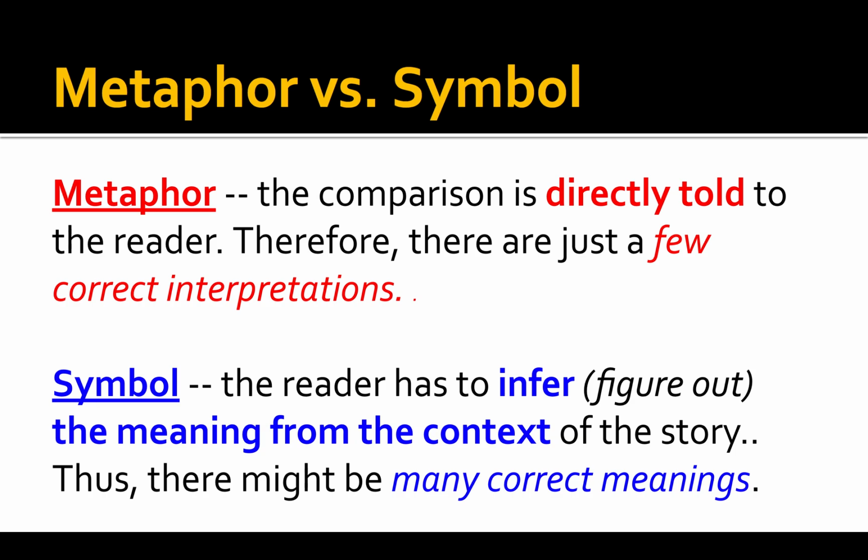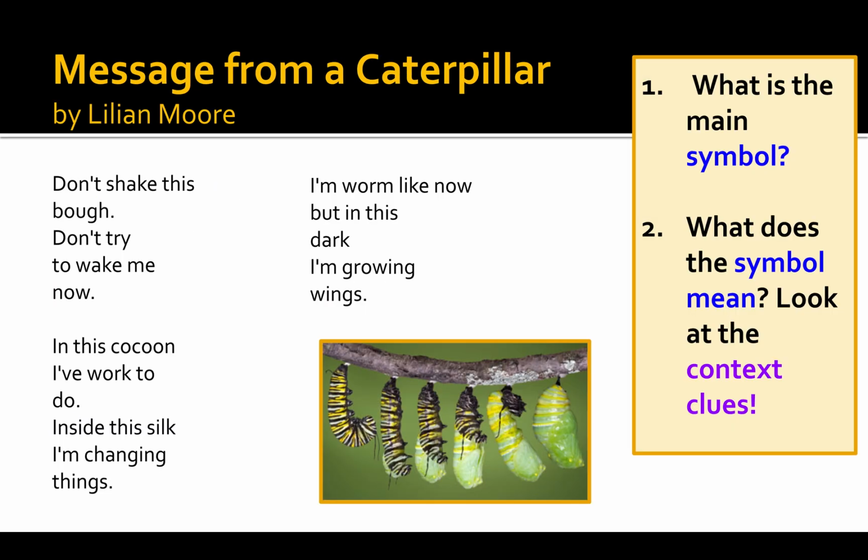because it's just open more to what we notice and draw, and that kind of sparks our imagination even more than a metaphor. So metaphors are already creative, but symbols can really unleash that creativity for the writer and the reader. So here is a poem called Message from a Caterpillar that uses symbolism. So what I'd like you to do is try to figure out what this main symbol is, and then what does that symbol mean, and we'll look at the context clues.